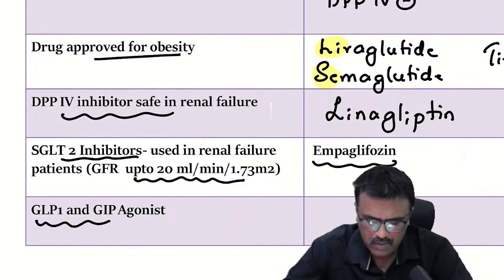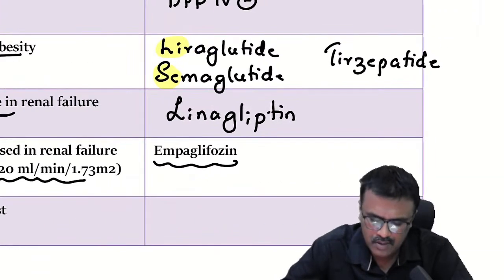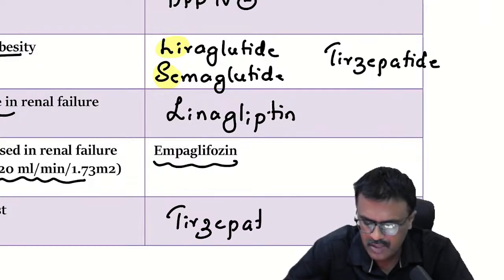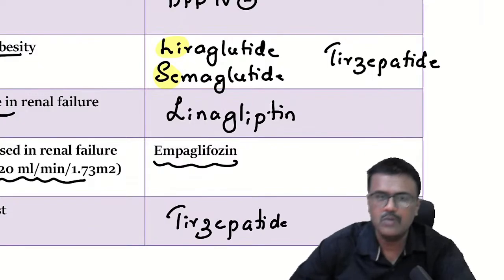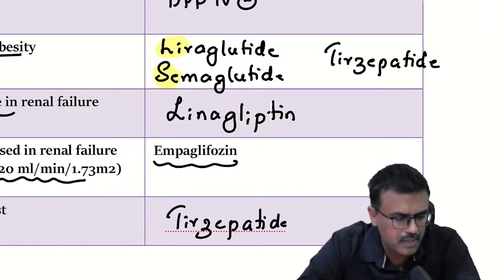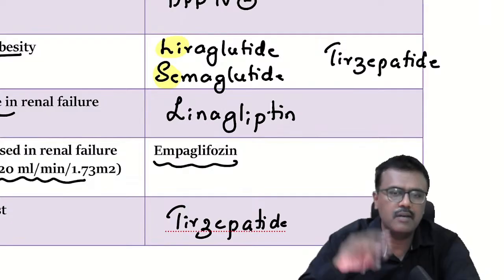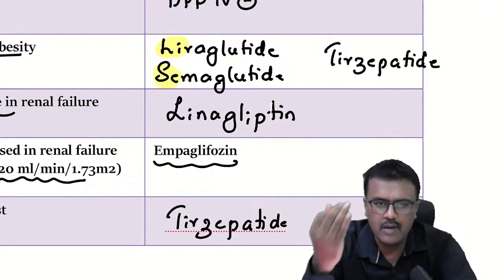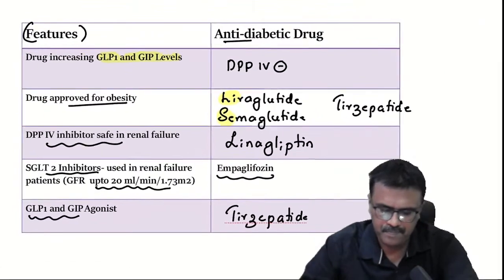GLP-1 and GIP agonist, recently approved drug tirzepatide. It's the GLP-1 and GIP. What is GIP? Glucose dependent insulinotropic polypeptide. So remember tirzepatide, I am repeatedly telling you, TIR3. It is used for diabetes, obesity and obstructive sleep apnea. So tirzepatide is the drug.